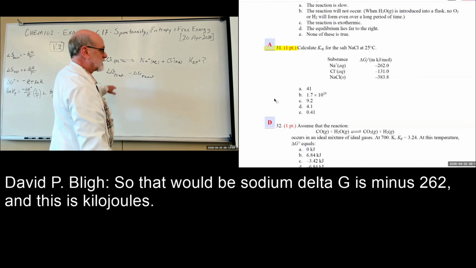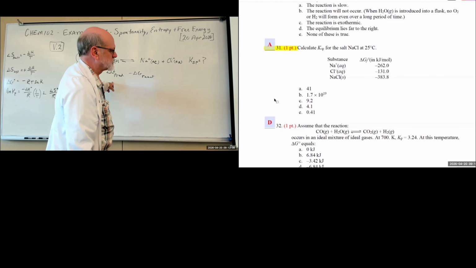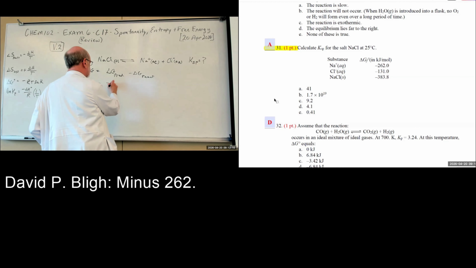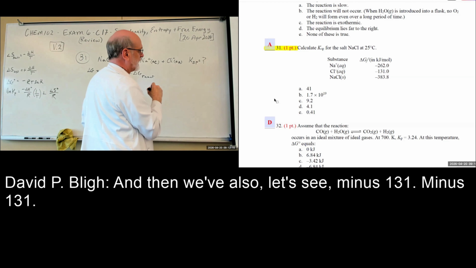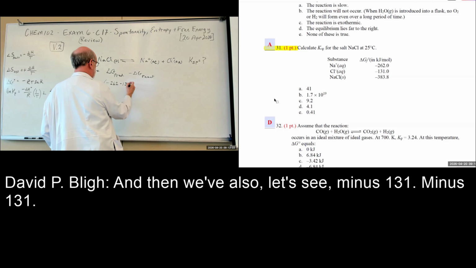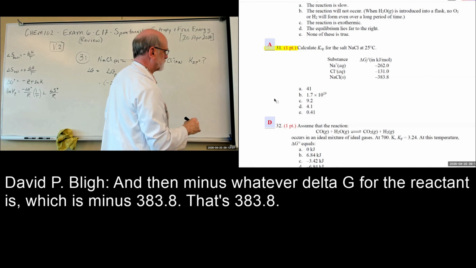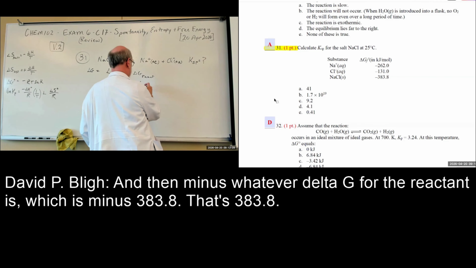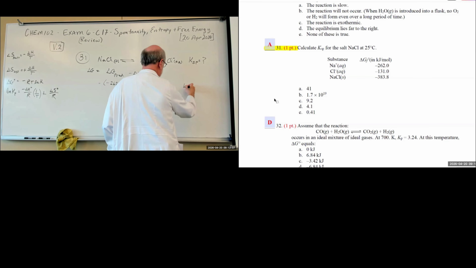So that would be sodium delta G is minus 262, and this is kilojoules, minus 262. And then we've also, let's see, minus 131, minus 131. And then minus whatever delta G for the reactant is, which is minus 383.8. All right, so this is going to be in kilojoules.